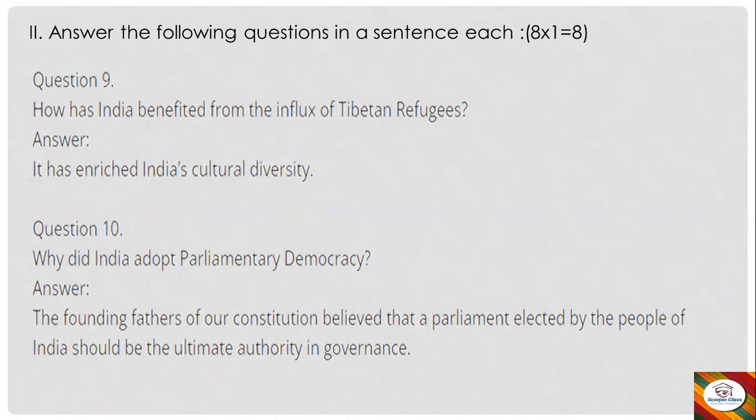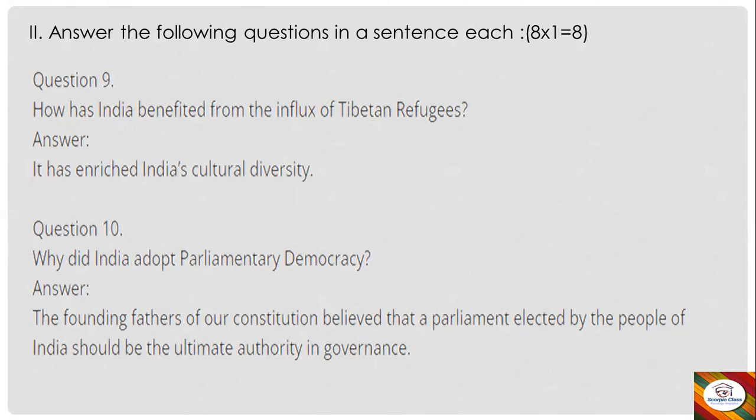Answer the following questions in a sentence each. Again, you have 8 questions of 1 mark each, which equals 8 marks. The question number is continued. Question 9. How has India benefited from the influx of Tibetan refugees? Answer. It has enriched India's cultural diversity.